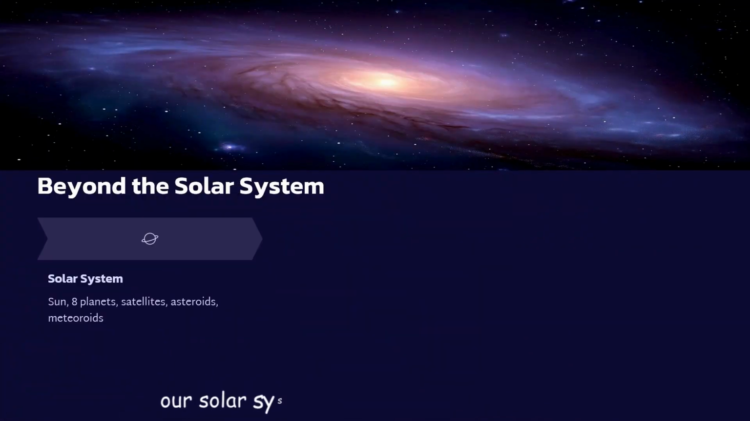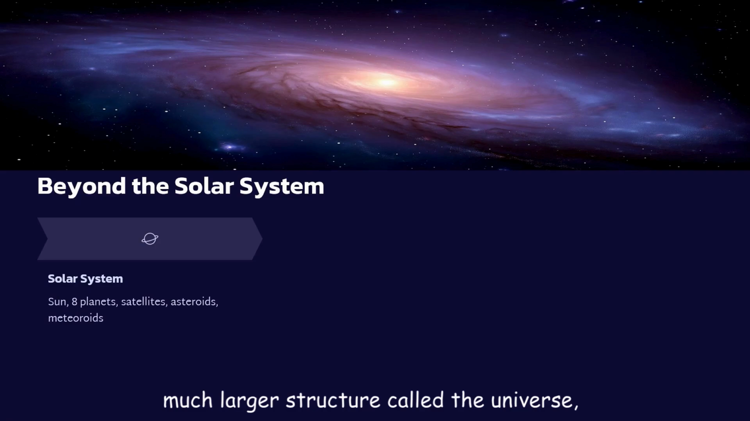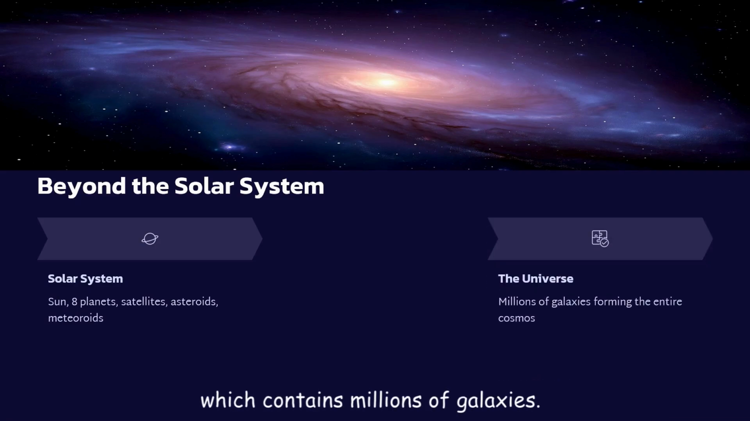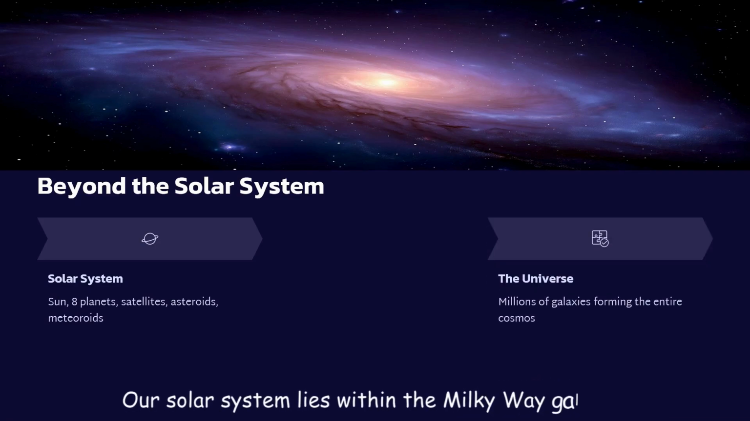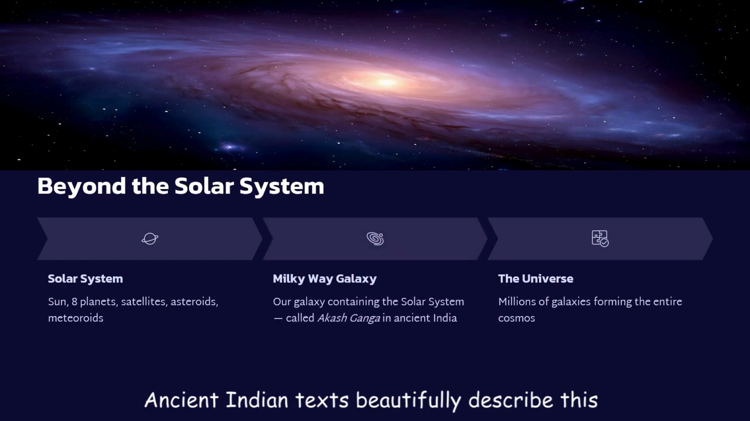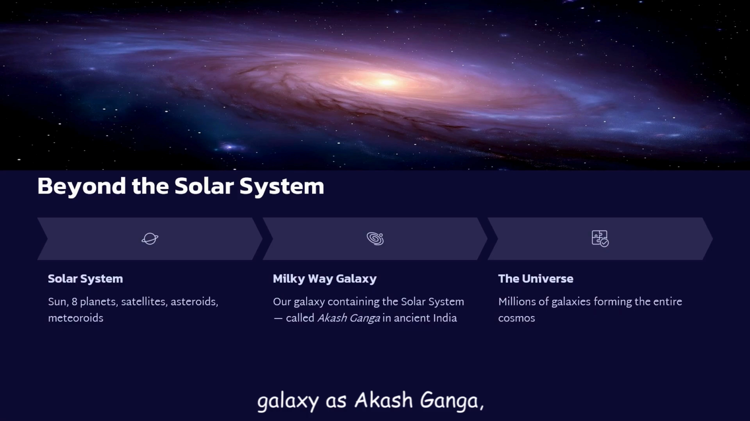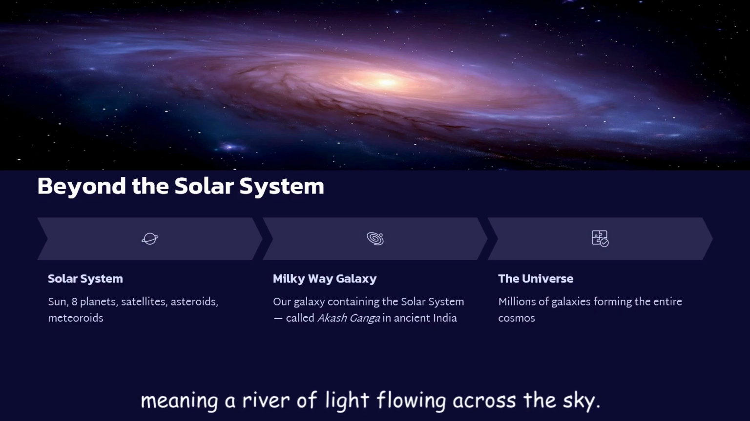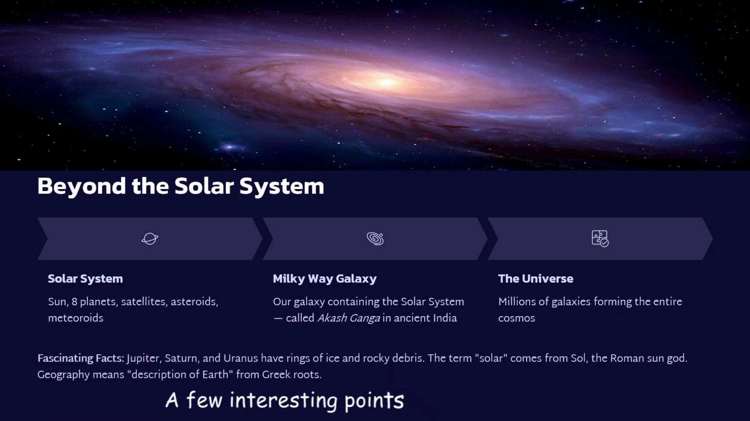Now remember, our solar system is just one small part of a much larger structure called the universe, which contains millions of galaxies. Our solar system lies within the Milky Way galaxy. Ancient Indian texts beautifully describe this galaxy as Akash Ganga, meaning a river of light flowing across the sky. A few interesting points to remember: Jupiter, Saturn, and Uranus have rings around them made of ice and rocky particles.